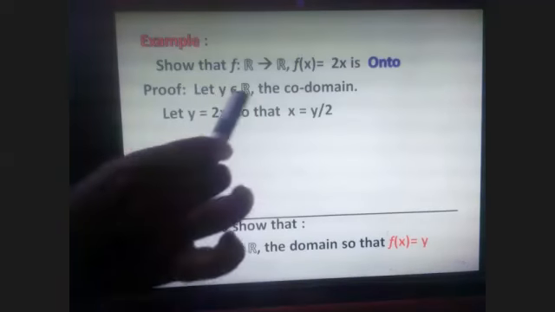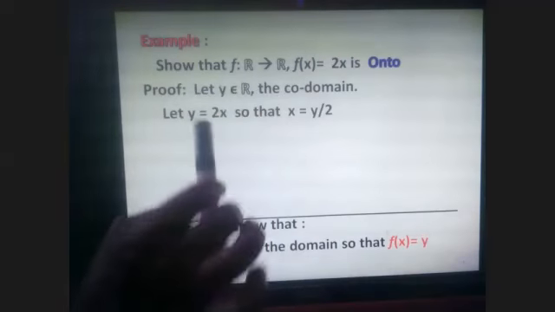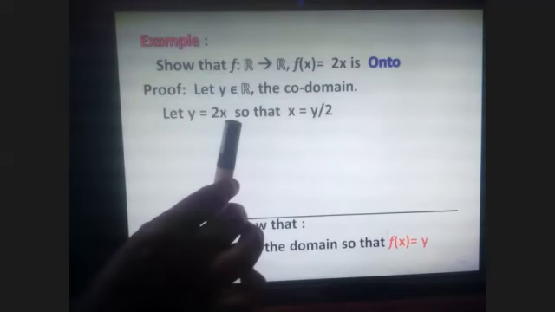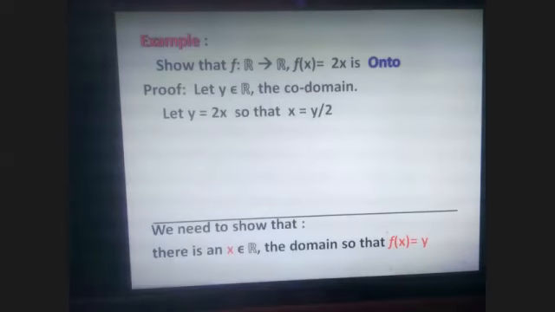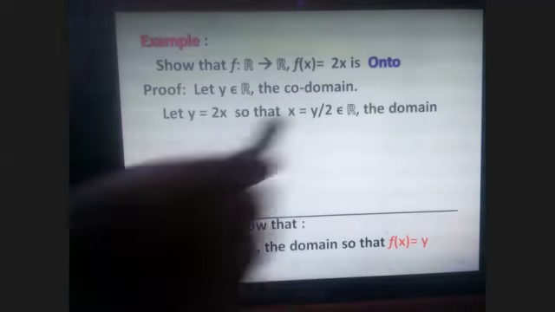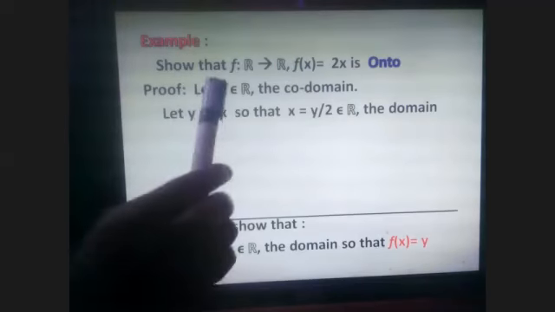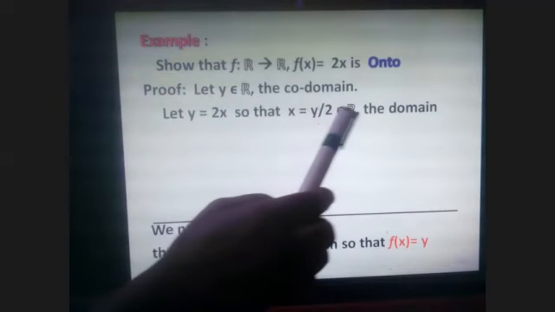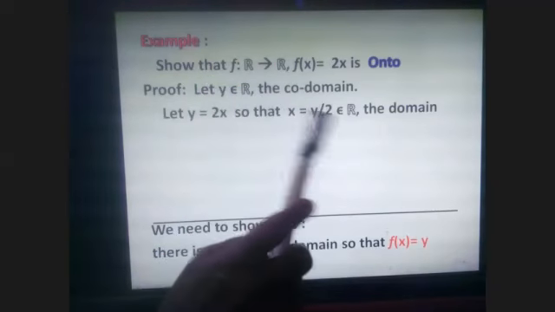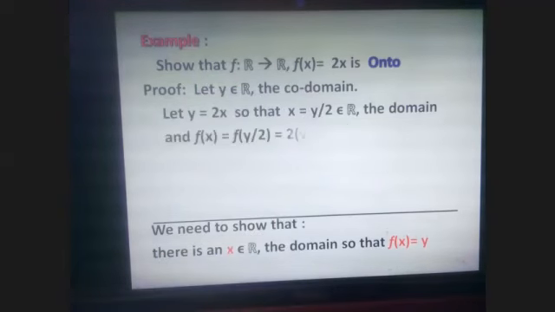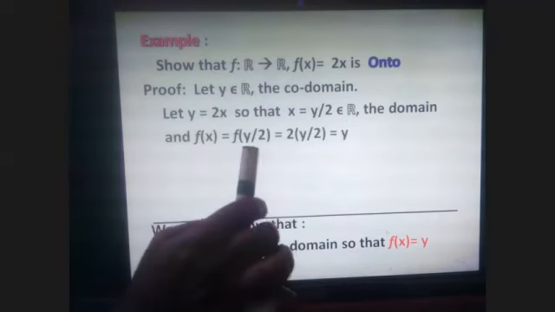For all y in R, we must get an x in R. So I proposed y equal to 2x, and in that case, x equal to y by 2. One thing is true: y by 2 is a member of R because y is a member of R. One thing is guaranteed, given y in R, I got an x in R. And what is f of x? f of x means f of y by 2.